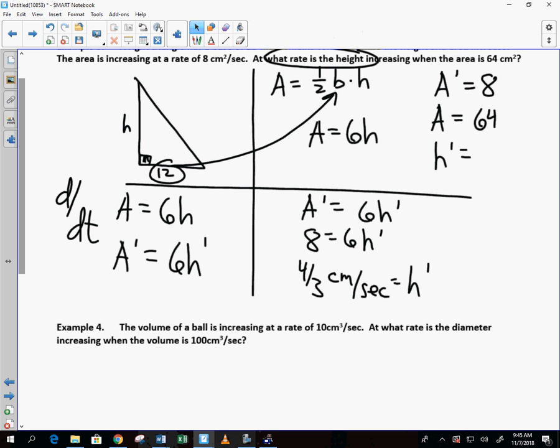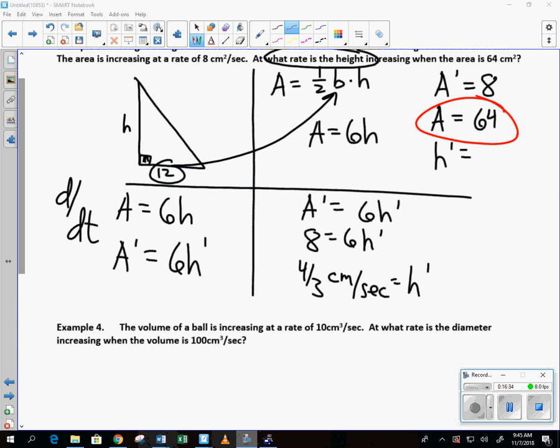Did we ever even need the 64? We didn't even need it. Good work. You can handle all the problems 1 through 6 right now. Tomorrow we'll get you into level 2 problems where they're more challenging.